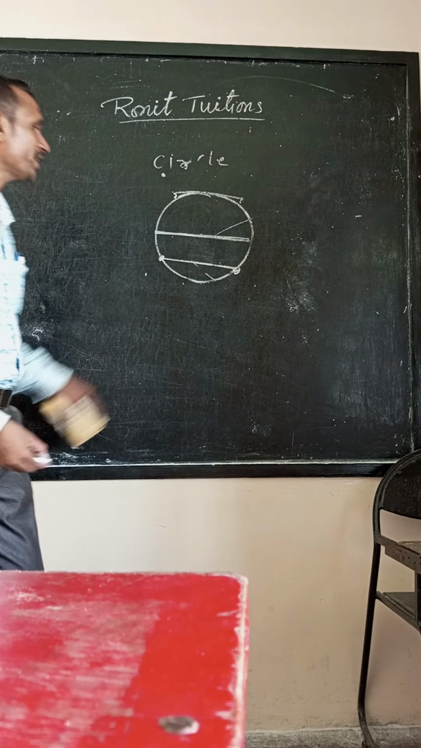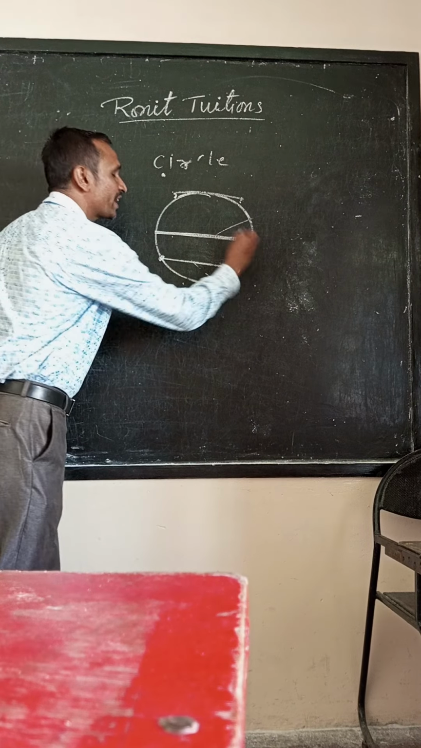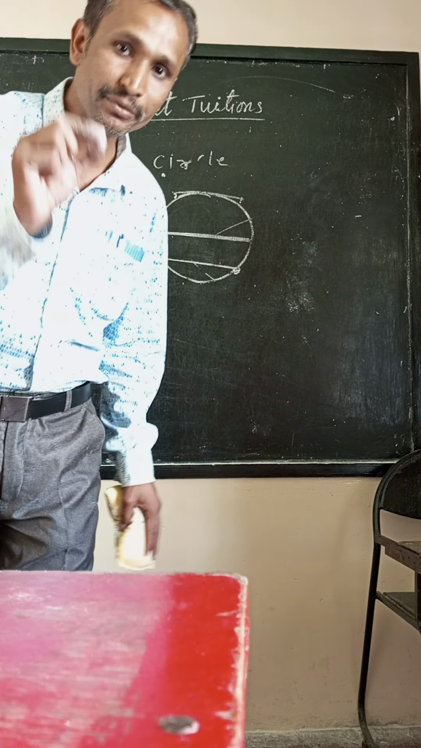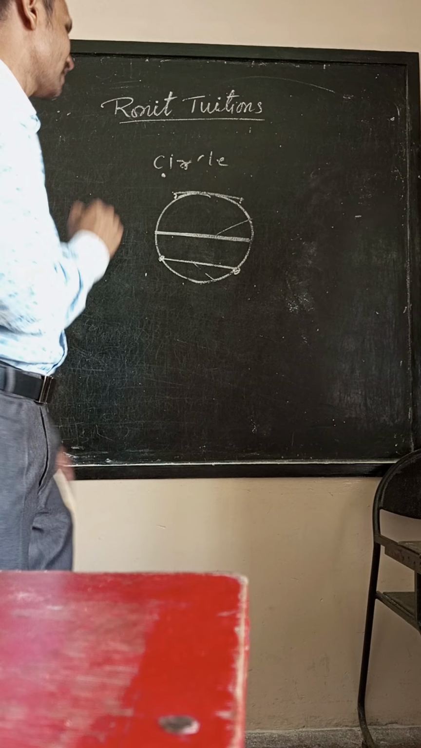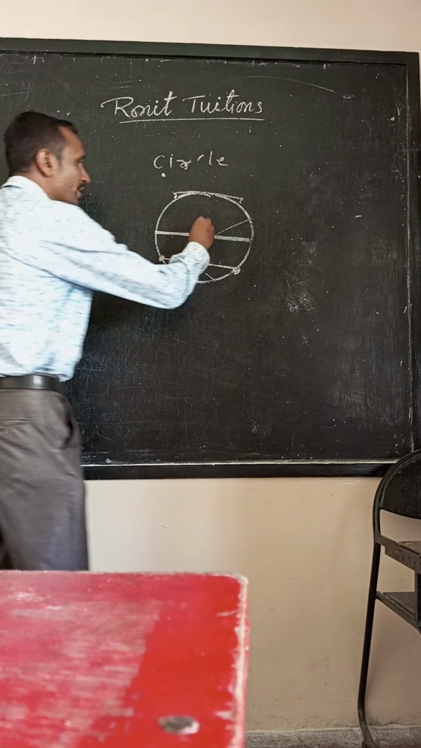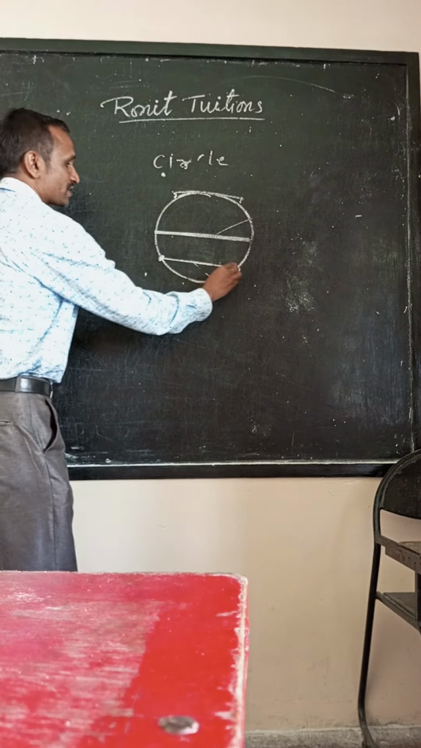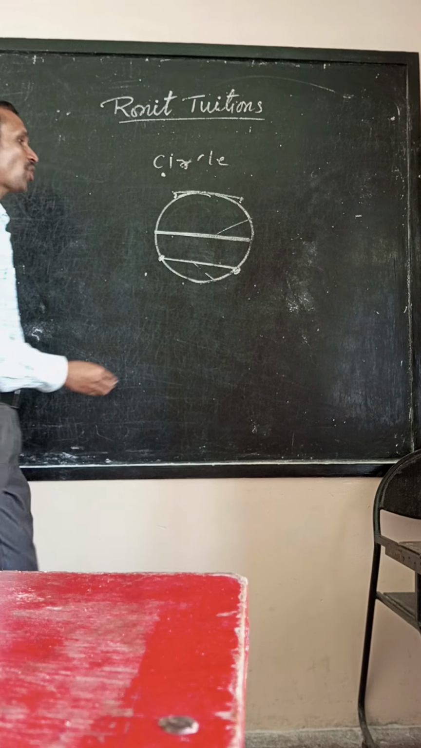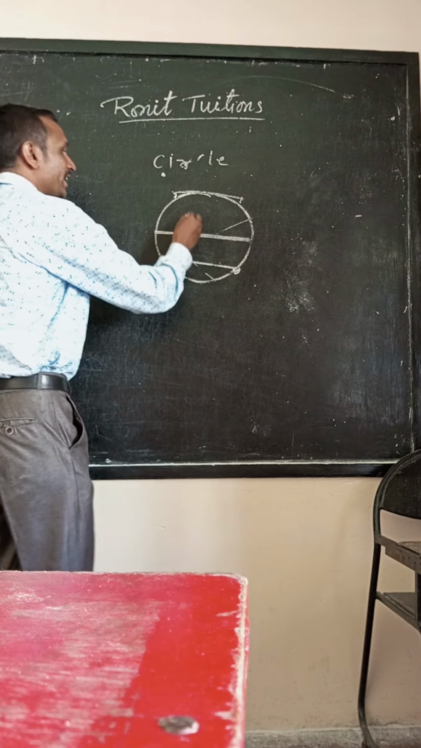Now, which is the biggest chord in the circle? The diameter is the biggest chord in the circle, because the diameter divides the circle into two equal parts, which are the semicircles or hemicircles.